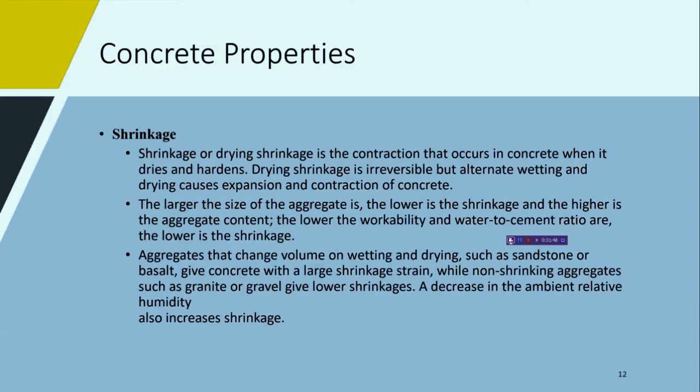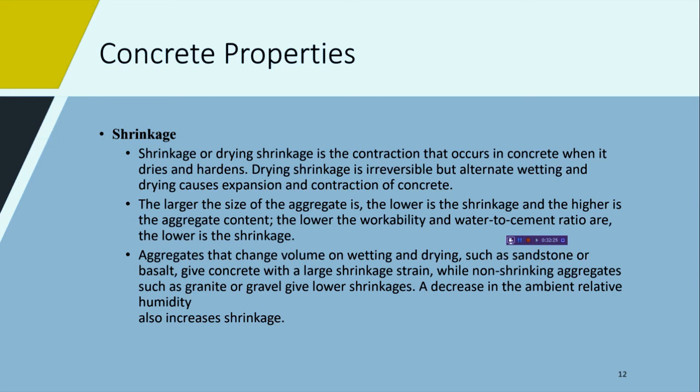And lastly is shrinkage. So shrinkage or drying shrinkage is the contraction that occurs in concrete when it dries and hardens. Drying shrinkage is irreversible, but alternate wetting and drying cause expansion and contraction of concrete. So if let's say dia wet, dia basah, dan dia kering, basah kering, so akan ada expansion dan mengecut dan mengembang konkrit. So the larger the size of aggregate, the lower the shrinkage, and the higher the aggregate content, the lower the workability and water to cement ratio.